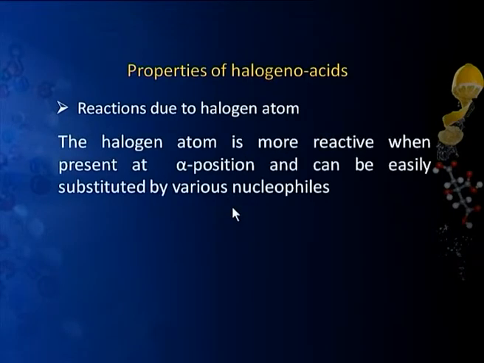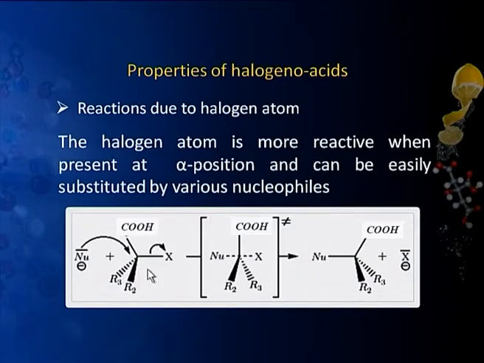The halogen atom is more reactive when present at the alpha position and can be easily substituted by various nucleophiles. Now, why is it more reactive when present only at the alpha position? We can explain it with this structure. This is the carbon on which the halogen is there. We have studied earlier that alkyl halides undergo nucleophilic substitution. The nucleophile attacks the carbon carrying the halogen and the halogen is substituted.